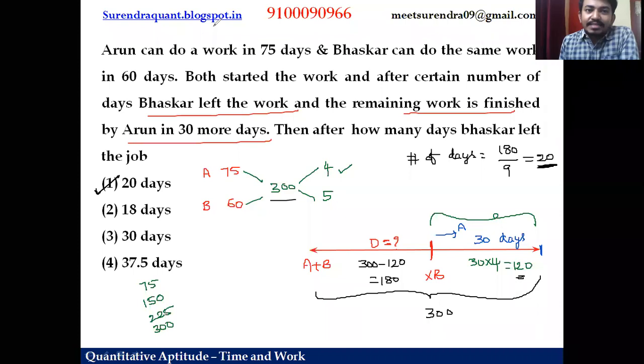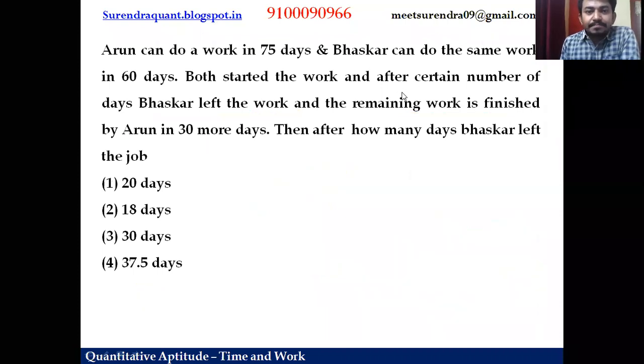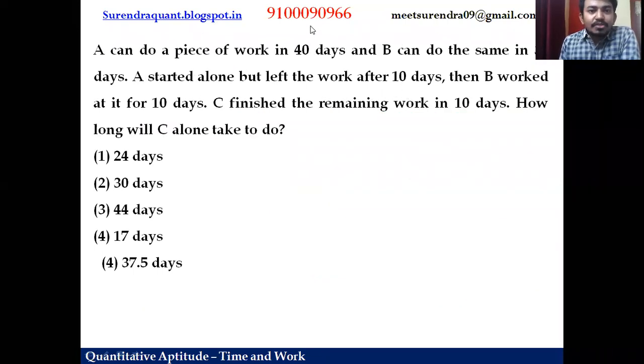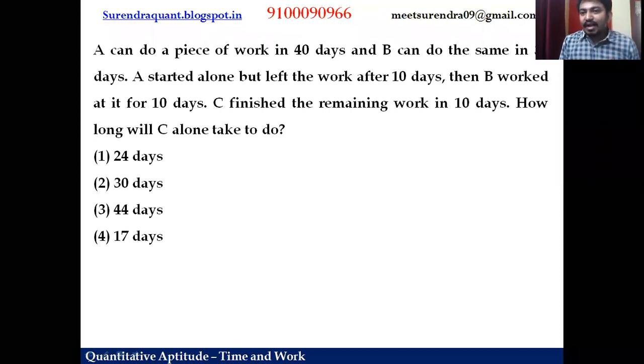Okay, let's see one more example, one more numerical of this type. By this time, you have understood the process that how I'm going to solve. Let's try to see this. If you want to try, you can pause the video. You can try, friends. A can do a piece of work in 40 days. B can do the same work in 30 days.